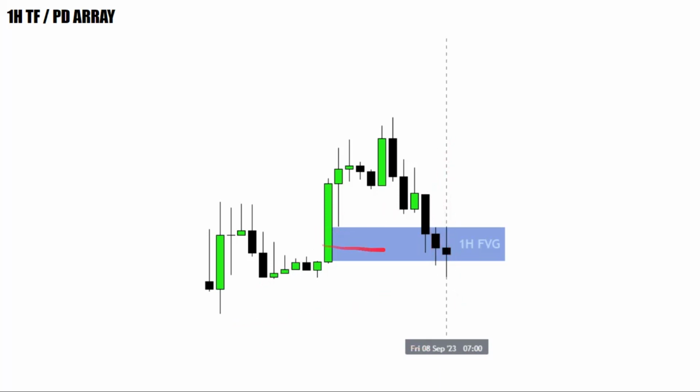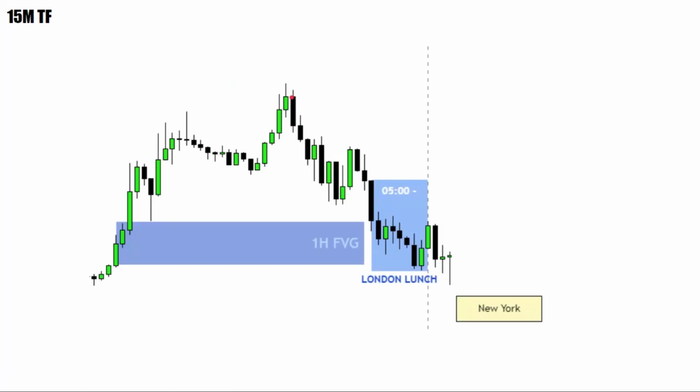So the minute you identify your fair value gap on the 1 hour time frame, you would scale down to a lower time frame. We got the 15 minute time frame. This is still the 1 hour fair value gap. And as you can see, price was dropping lower during London. And if you're going to be anticipating a high probability reversal, that means London will have to have reached a higher time frame PD array, which in this case would be this 1 hour fair value gap.